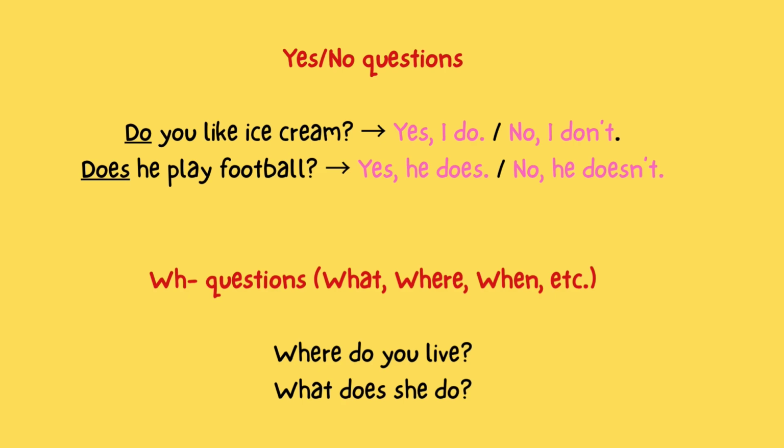For example, do you like ice cream? Yes, I do. No, I don't. Does he play football? Yes, he does. No, he doesn't. The second one is WH questions, which start with what, where, when, etc. For example, where do you live? What does she do?